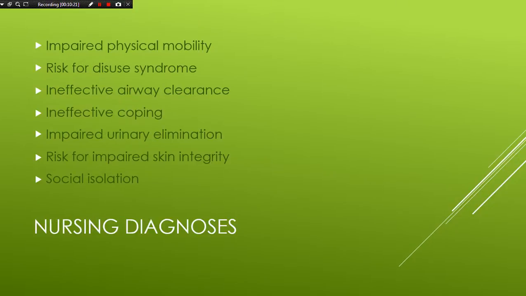The two diagnoses most directly related to mobility are impaired physical mobility and risk for disuse syndrome. The diagnosis of impaired physical mobility applies to the patient who has some limitation but is not completely immobile. The diagnosis of risk for disuse syndrome applies to the patient who is immobile and at risk for multi-system problems because of inactivity.